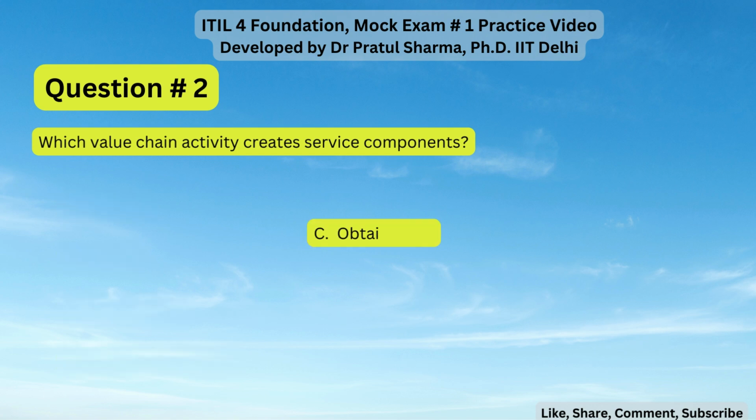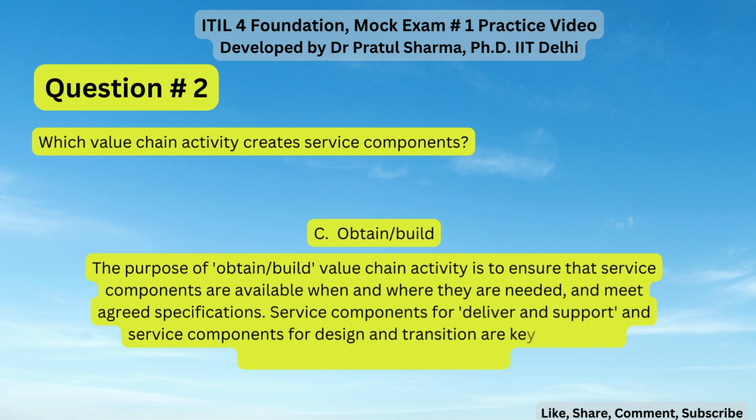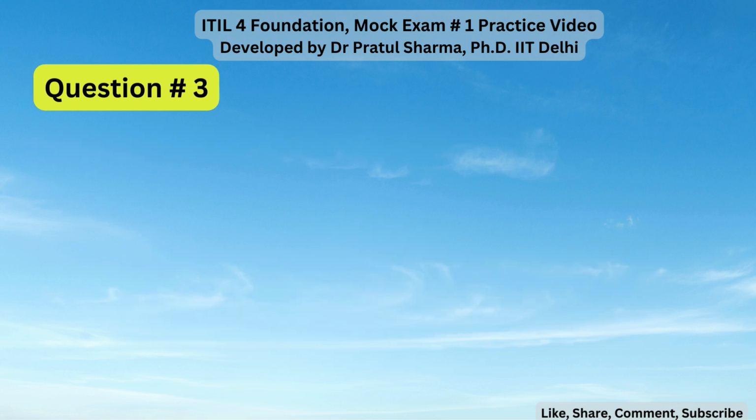C. Obtain build. The purpose of obtain build value chain activity is to ensure that service components are available when and where they are needed and meet agreed specifications. Service components for deliver and support and service components for design and transition are key outputs of obtain build value chain activity.